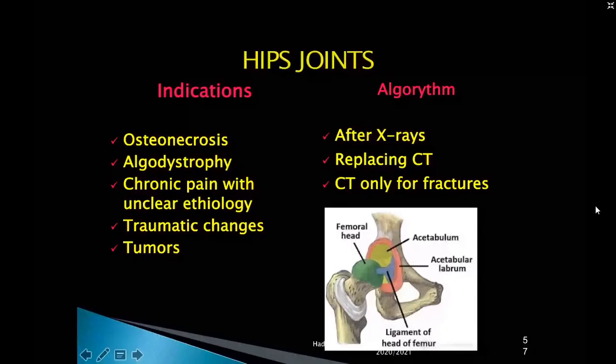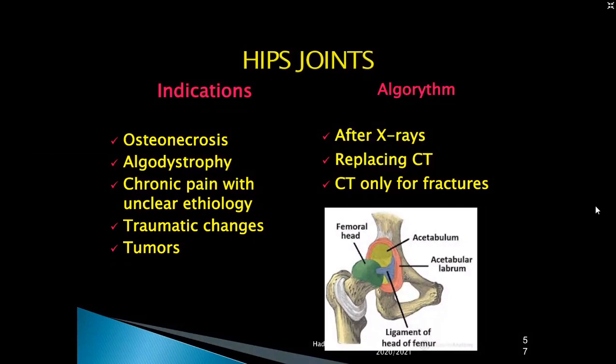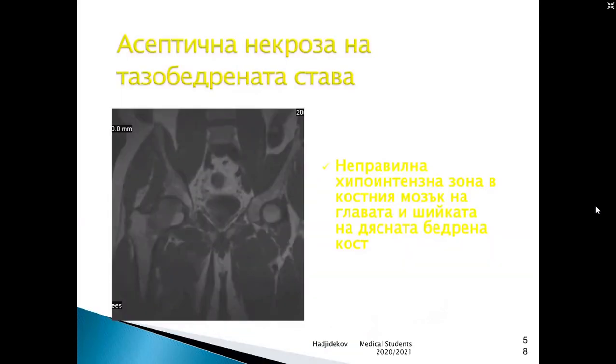We're moving to the hip joints. In hip joints, we will have mainly osteonecrosis, algodystrophy, chronic pain with unclear etiology, traumatic changes, and tumors as main indications. And we will perform MRI after CT, and the MRI will replace the CT. The CT will be used only for fractures.